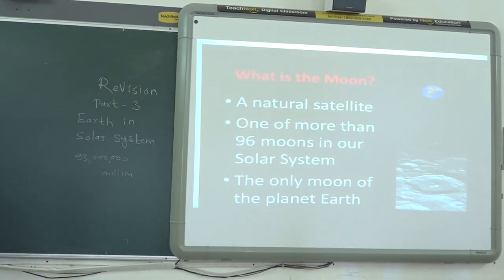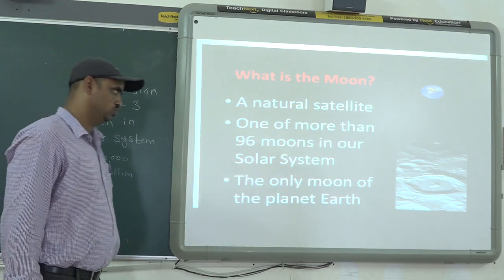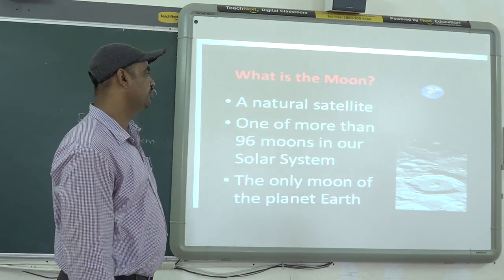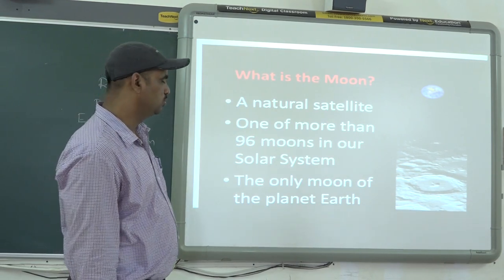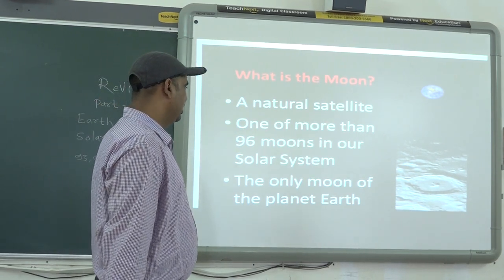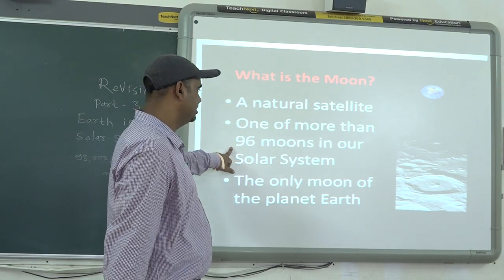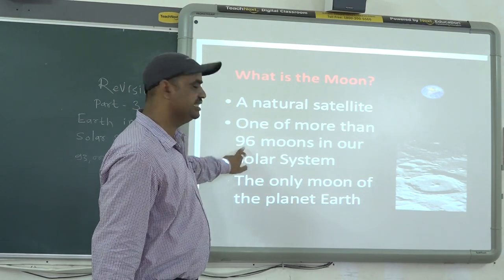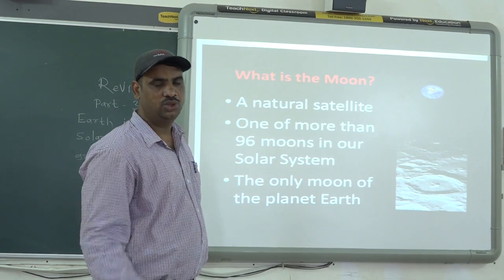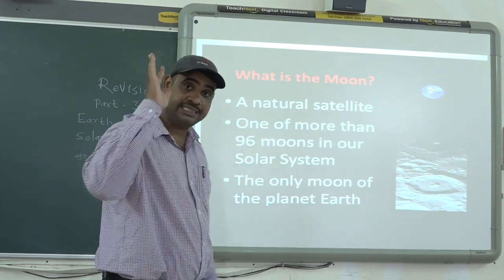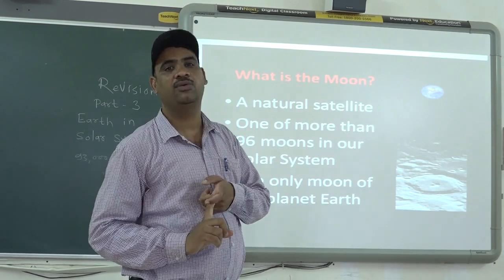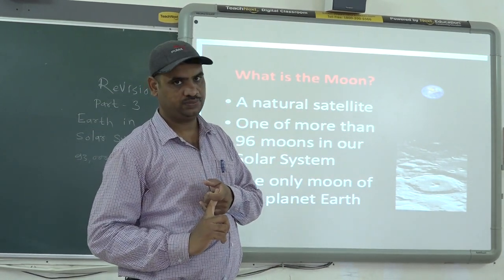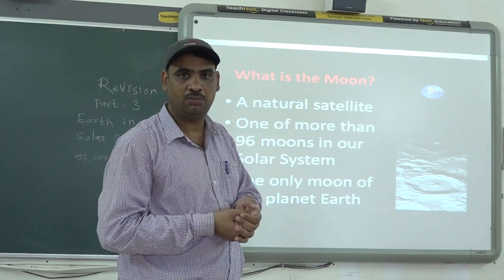Okay. Then we have the moon. The moon is a natural satellite. The moon is the natural satellite of the earth, and in the solar system, how many moons are there? 96. You know only one moon, but there are 96 moons in the solar system. Among these 96, one is our own moon. And you know the moon was created from the earth only.